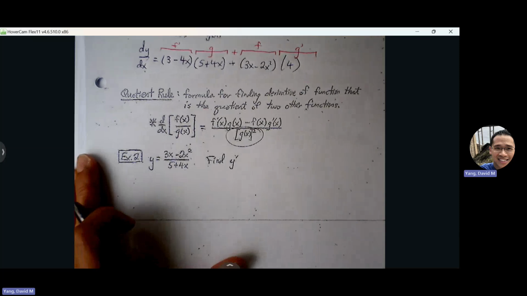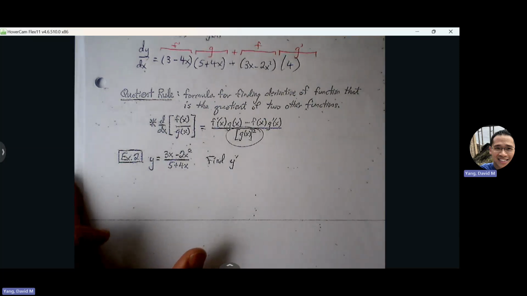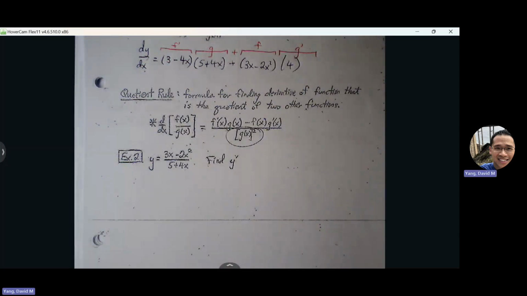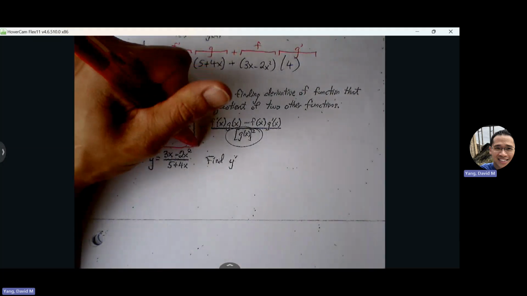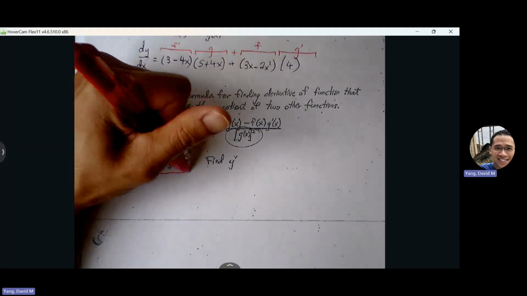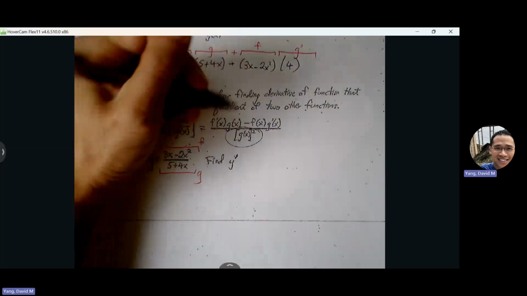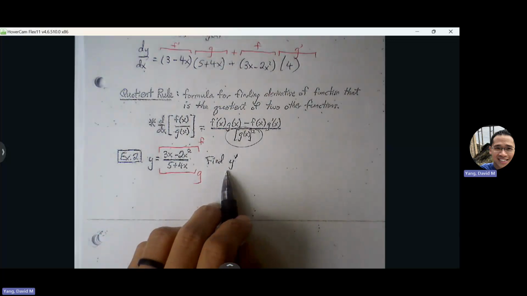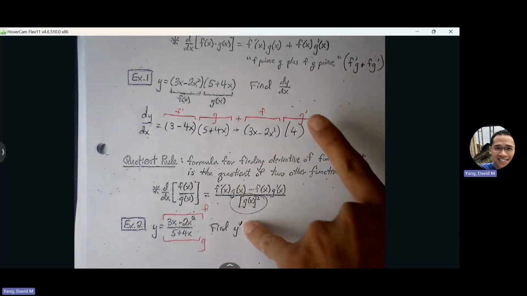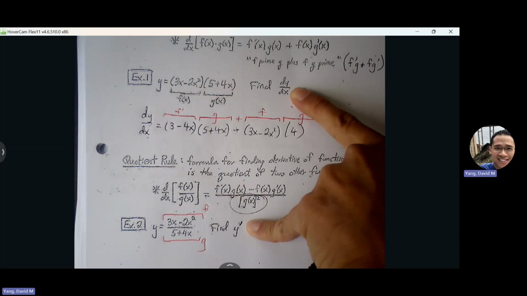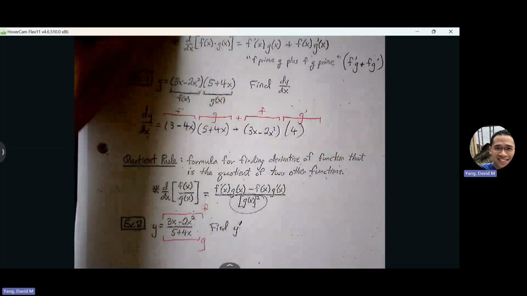Okay, so here's example 2. 3x minus 2x squared all over 5 plus 4x. We want to find the derivative, the slope formula for whatever this graph looks like. So I'm going to assign the top portion as my f, and I'll assign the bottom portion as my g. This one's asking for y prime. This one's asking for dy dx, but they mean the same thing. There are all these different notations for derivative.